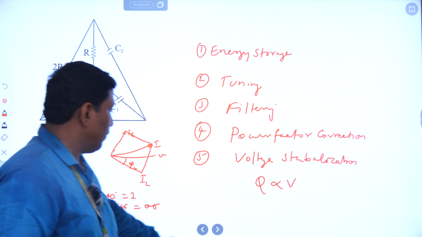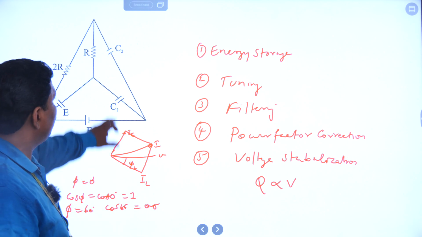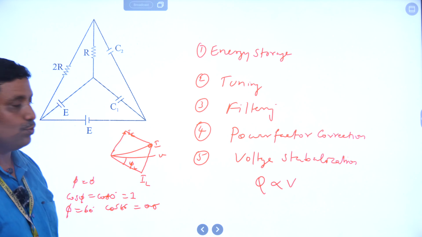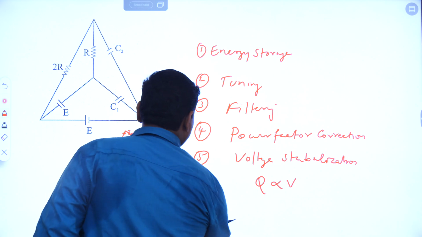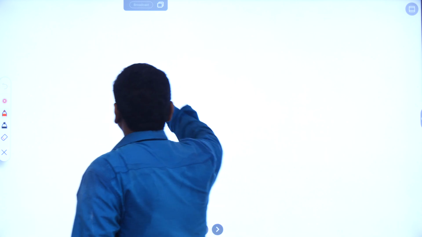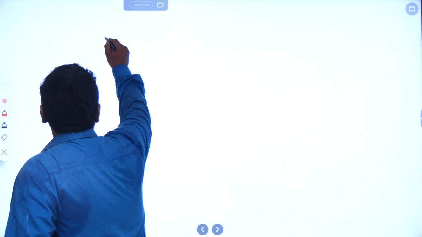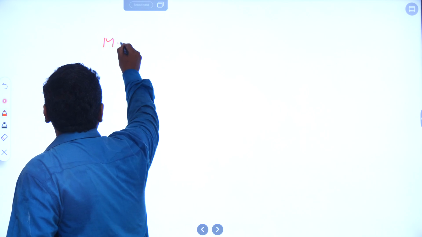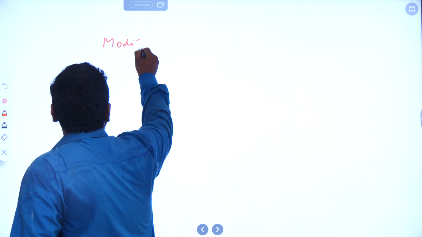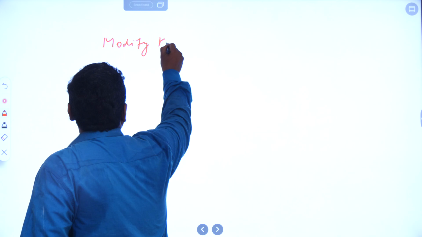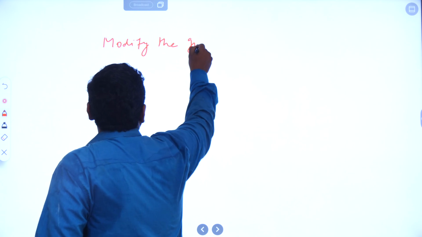So okay, in this problem, how do we find the ratio of C1 divided by C2? Clear? So first, modify the given circuit. First I can modify the given circuit.